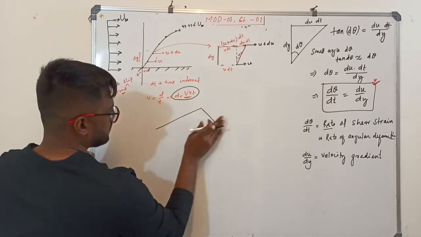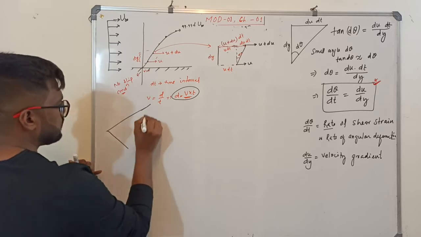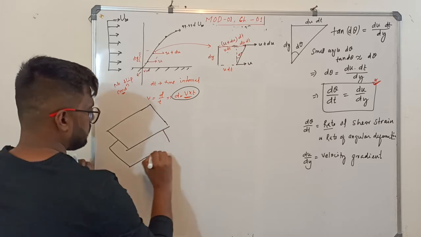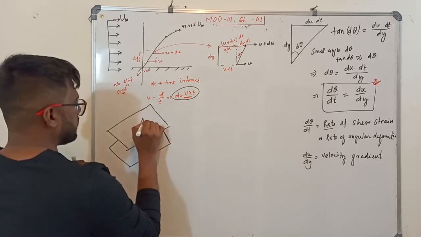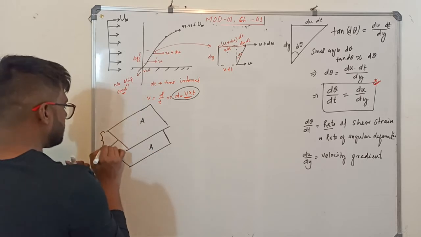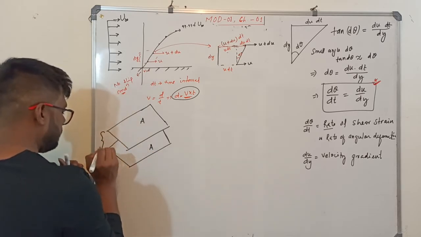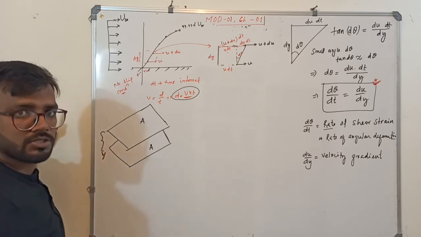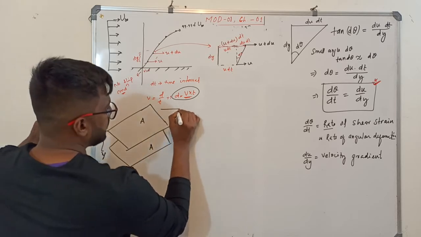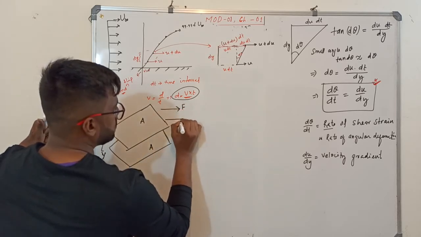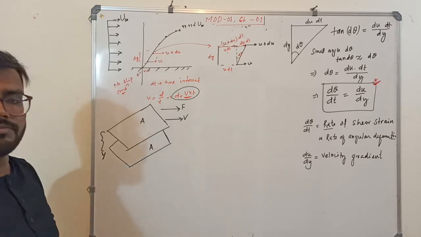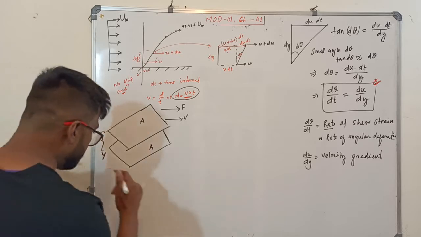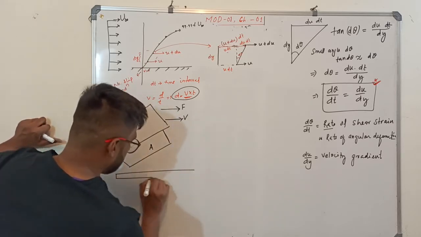Let us say you have a plate. How many plates are here? Two plates are here. What is the area? A. What is the depth between them? Capital Y. Let us say Y is the distance between these two plates, from here to here. Understood the plates? Okay. So let us say F is the shear force and V is the velocity. This is how we represent it. Like this, we study.